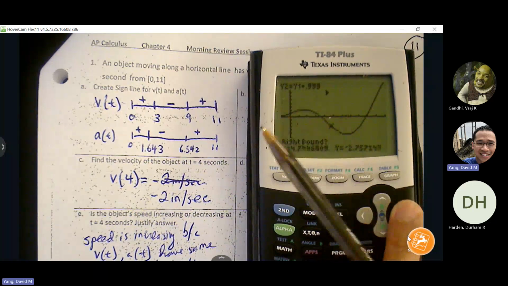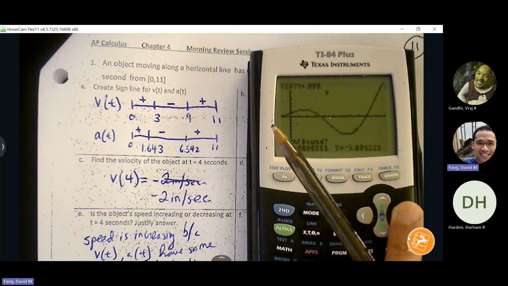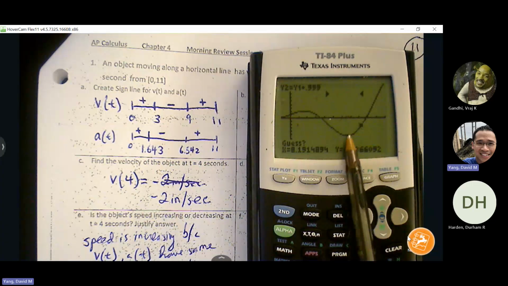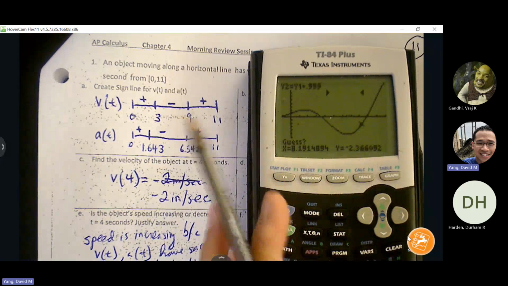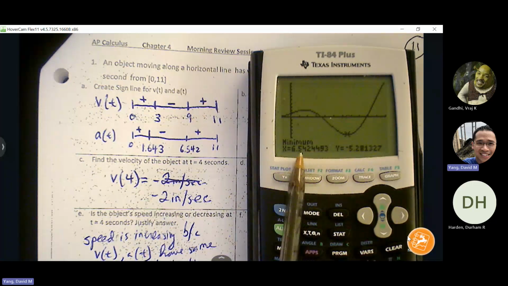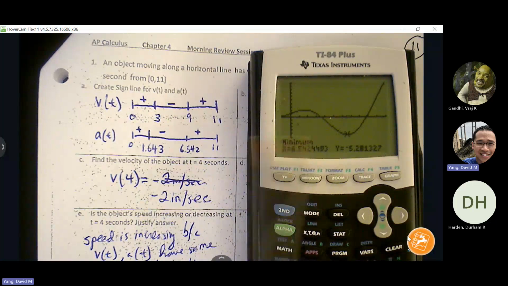Now I'm going to scroll to a point on the other side of your relative minimum. Hit enter again, and now it's going to find that relative minimum for you. Hit enter again. Third time it says guess? And now it's going to find that minimum: 6.542.